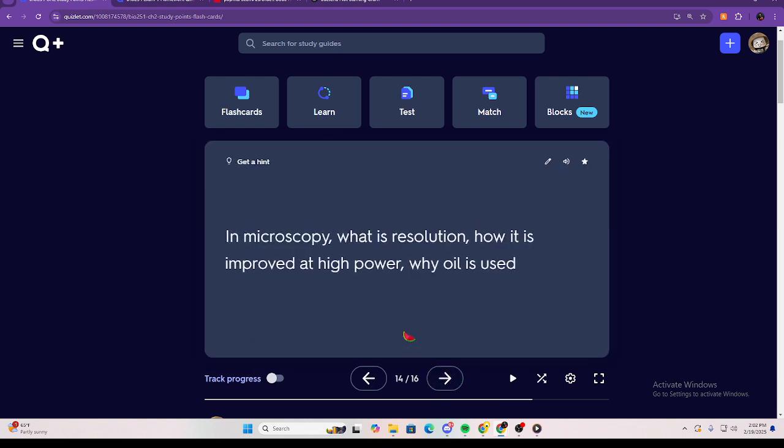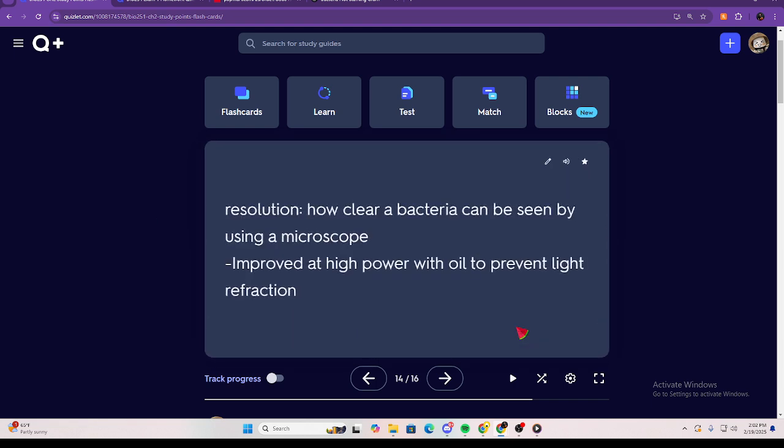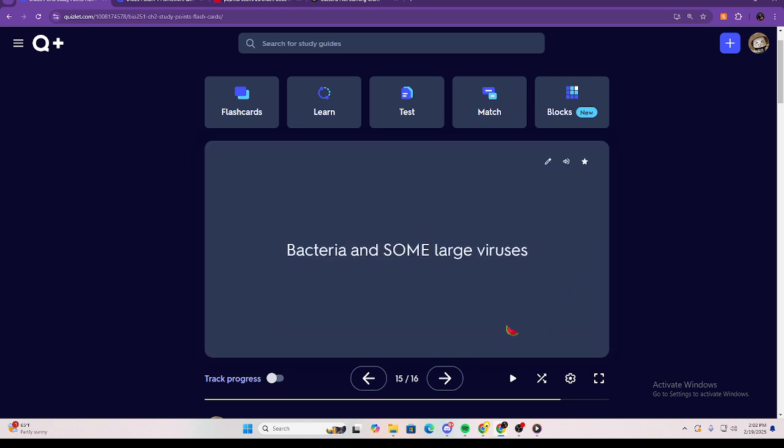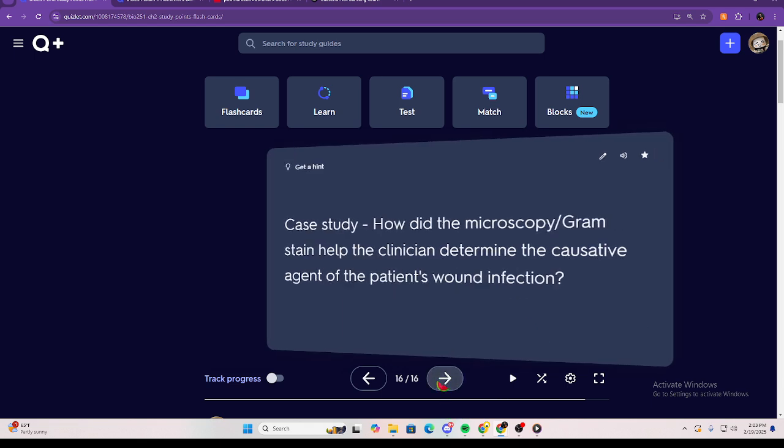In microscopy, what is resolution? How is it improved at high power? What oil is used? Resolution is how clearly we can see a bacteria using the microscope, and it's improved at high power, like 400x, with oil to prevent light refraction. What are the smallest objects that can be visualized with a light microscope? It will be bacteria and some large viruses, but what you need to know is bacteria is the smallest.